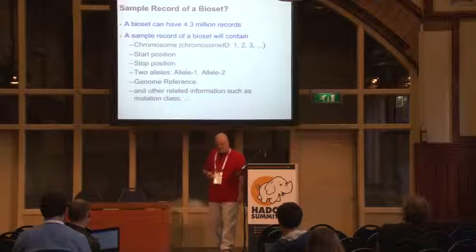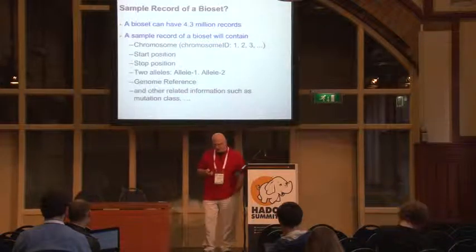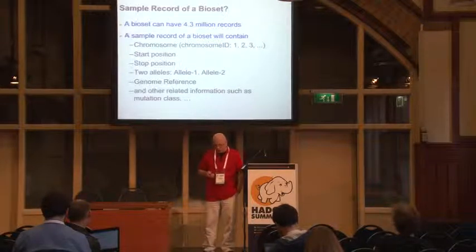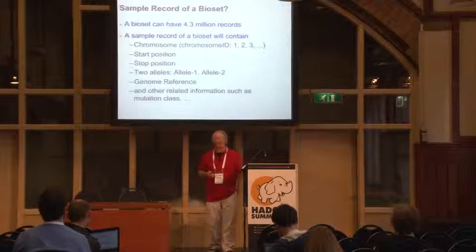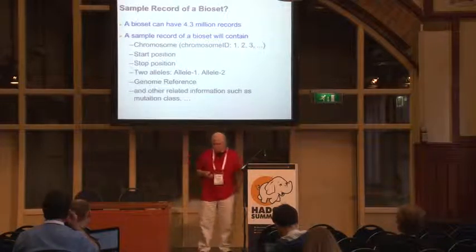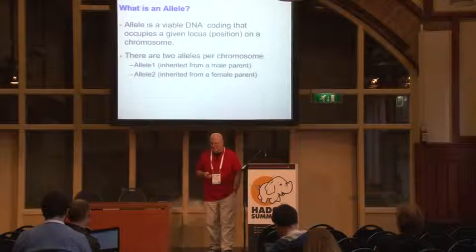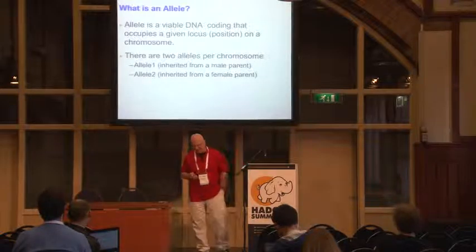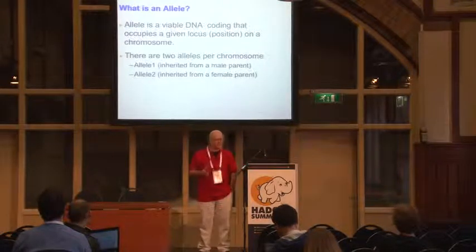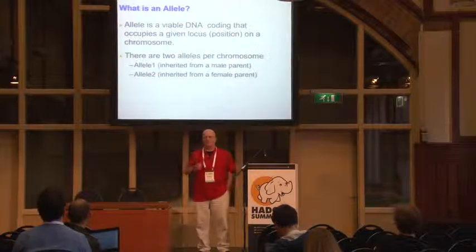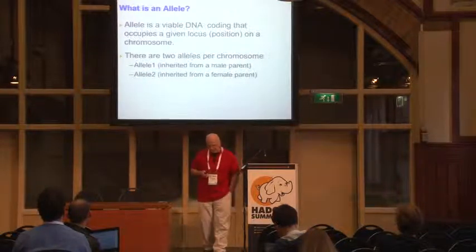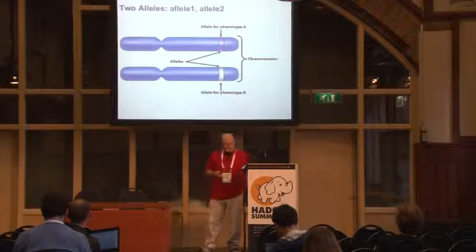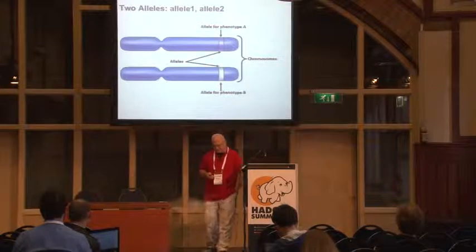Just summarizing the Bioset record. A Bioset record has chromosome, starting position, stop position, two alleles, genomic reference, and other related information such as the mutation class and so on. And what is an allele? An allele is a variable DNA coding that occupies a given locus on a chromosome. And there are two alleles, as I mentioned. One comes from the mother and another one from the father. So two alleles. And this is the picture of basically a chromosome with two alleles.